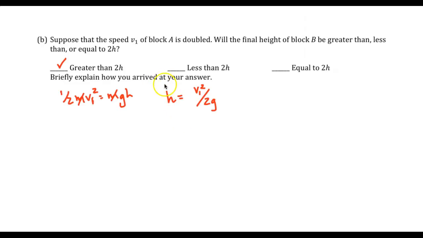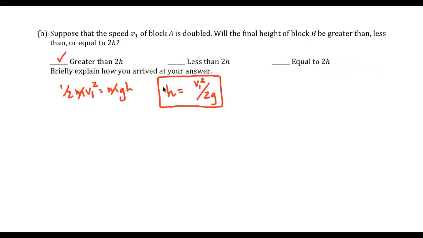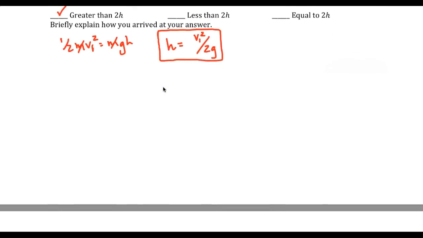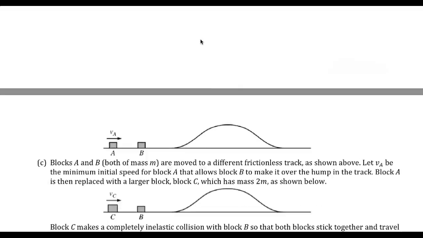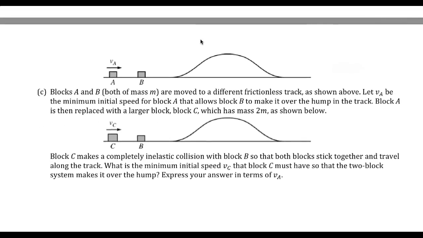So all you really need to do here is explain that, but this would be sort of the basis of your evidence, your reasoning here. You can explain how there's a squared relationship between height and initial speed. All right, let's look at this last part, and then we'll call it a day.